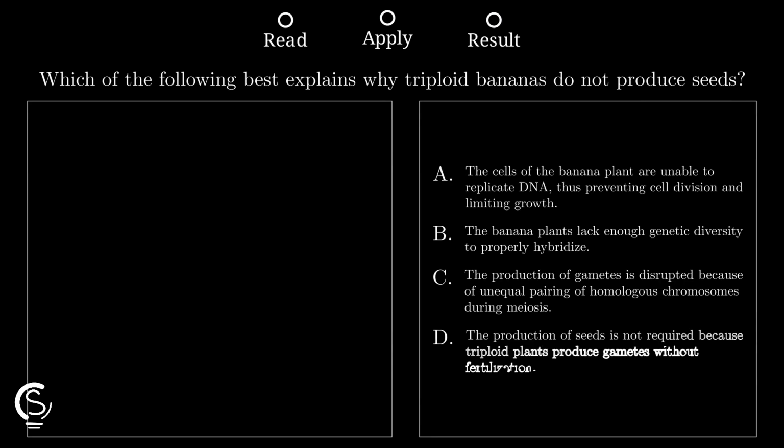Triploid organisms like these bananas have 3 complete sets of chromosomes in their cells. This odd number creates a massive problem when the plant tries to undergo the process of meiosis.